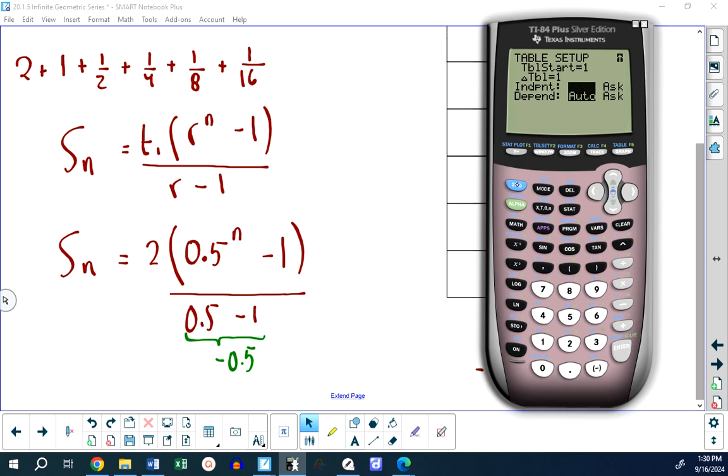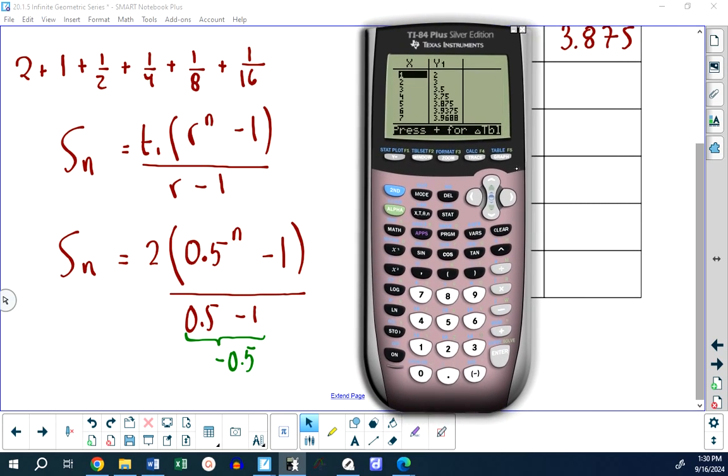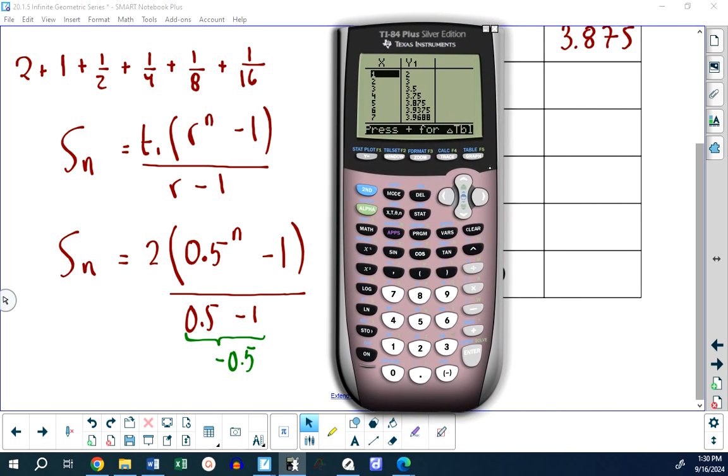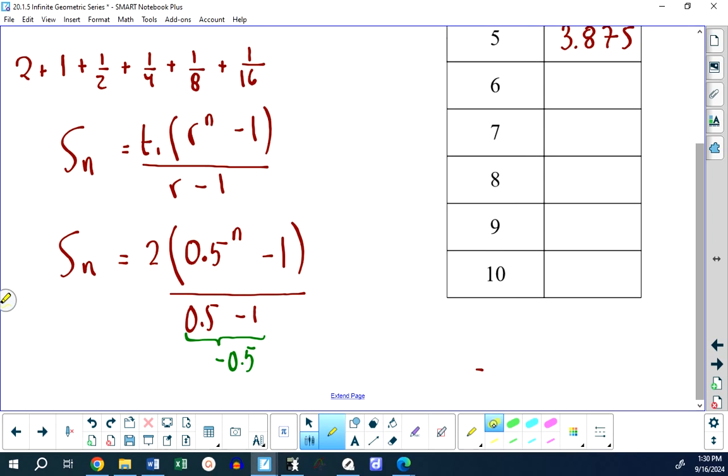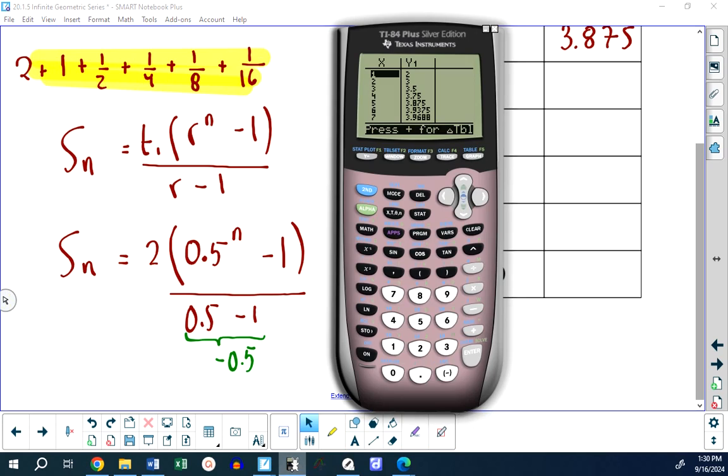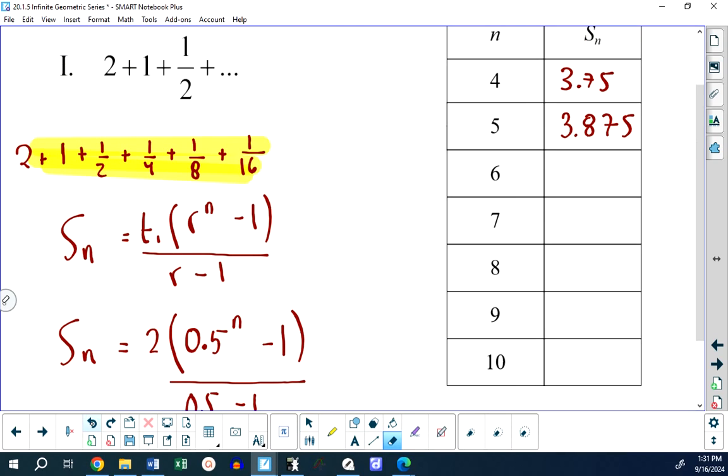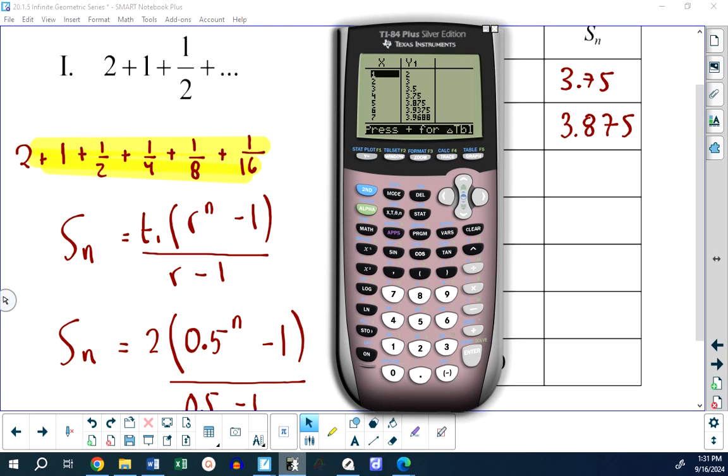So when I go to my table, what is the sum of the first term? Just focus your attention up here, and you can see that S1 is 2. Well, of course it's 2 because that's the first term. S2 in my calculator is 3. Well, that's 2 plus the 1. Then we've got 3.5. Okay. And if you add up the first 4 terms, so this first number here is S4. And if you look, S4 is 3.75, 3.8.